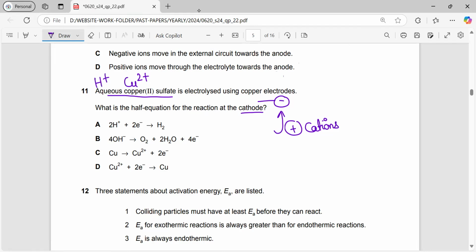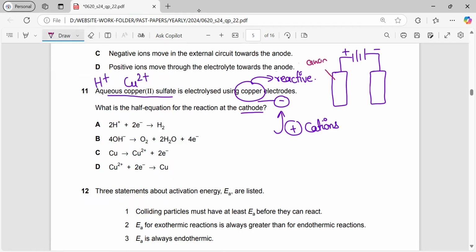So hydrogen and copper, we have to see which one will go to the cathode when we are using copper electrodes. The copper electrodes are reactive electrodes. They are not inert. So what happens at the electrodes? When we have copper electrodes, one is connected with the positive terminal, the other is connected to the negative terminal. At the positive electrode, the copper leaves 2 electrons. Each copper atom becomes a copper ion after giving 2 electrons.